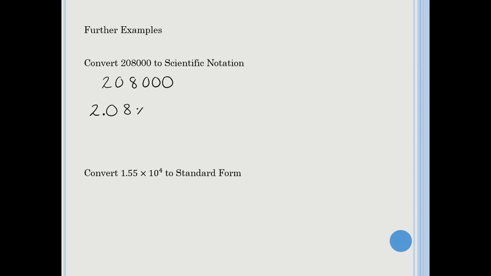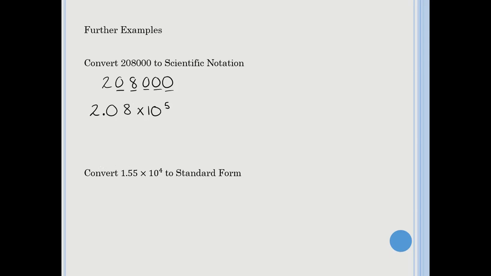And now I need times 10. How do I get the jumps, or how would you work out the jumps? Well, the easiest way to do it is to count 1, 2, 3, 4, 5, the amount of numbers after your first one. So we've got 2.08 times 10 to the power of 5.